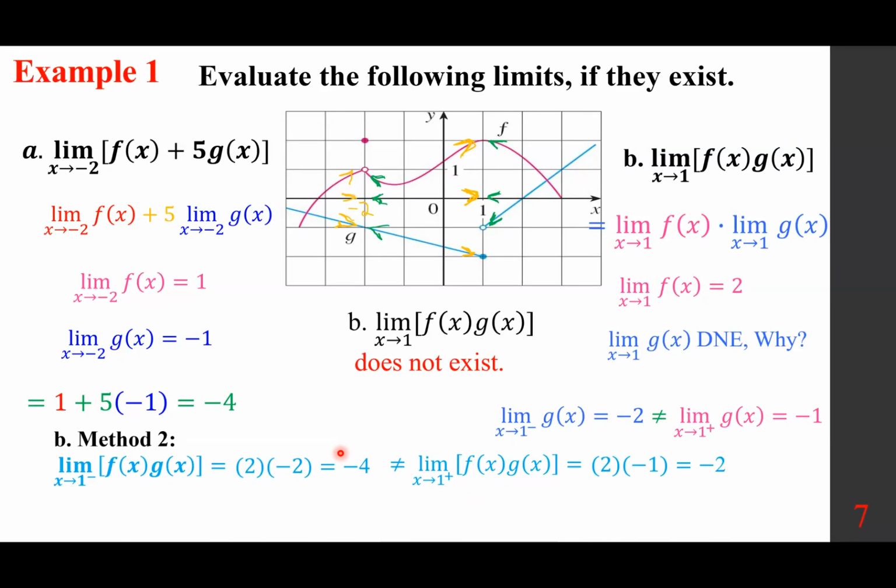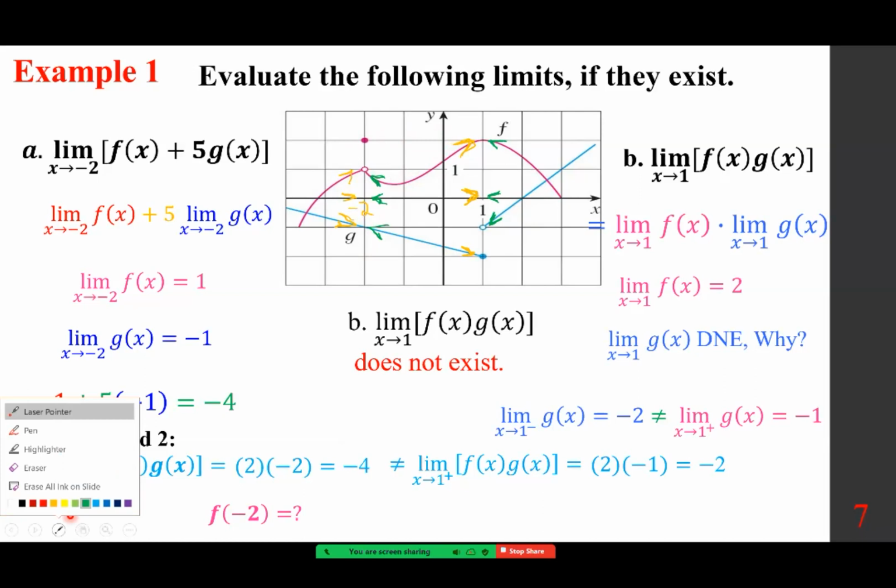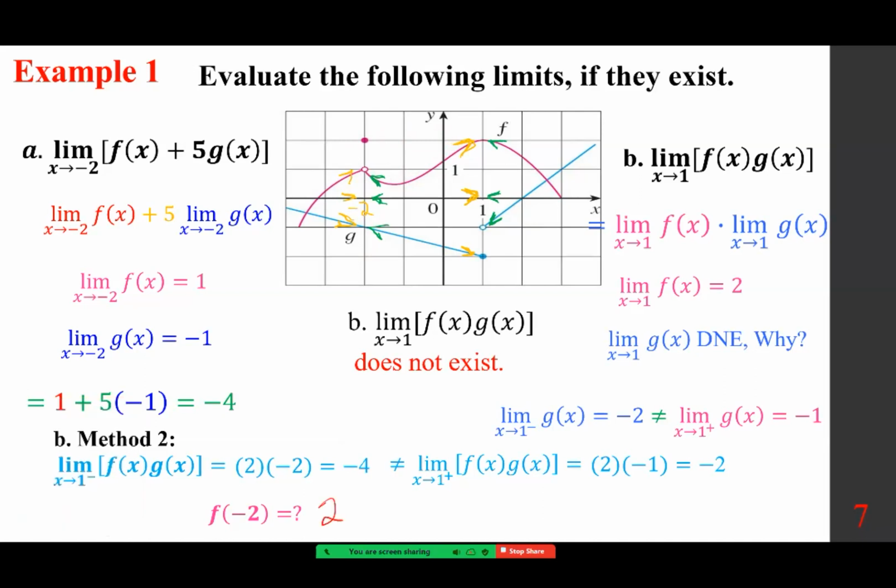Now, I want to discuss the solid point. So f of negative 2 refers to the precise location when x is negative 2. The precise location is here. And what is the y coordinate for this point? It is 2.